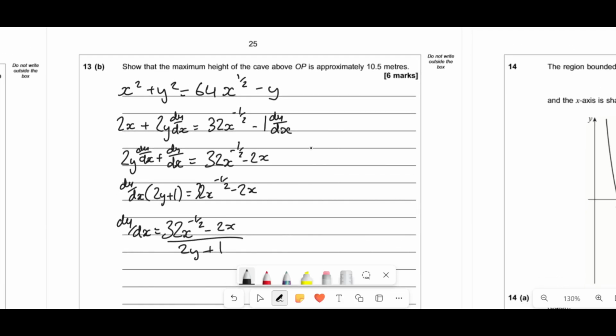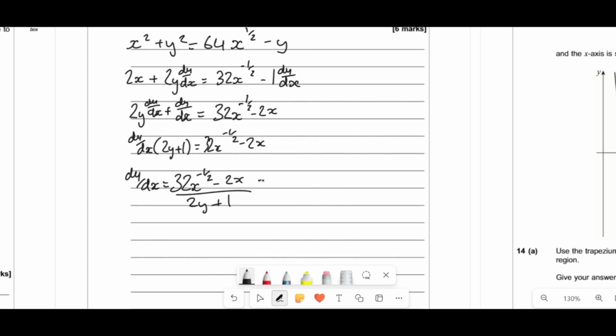They've told us that we want to look for the maximum height. So this is the gradient function of a curve. Remember that any maximum is going to have a gradient of 0 at that point. So we can make that equal 0. It doesn't matter what the bottom is, because if you times both sides by 2y plus 1, that still becomes 0. So that means that 32x to the minus a half minus 2x equals 0.